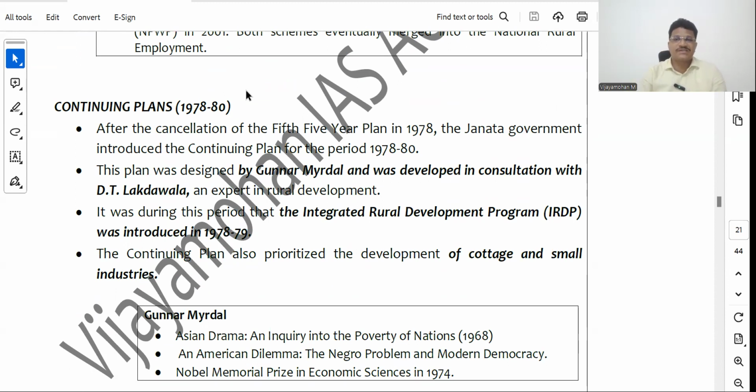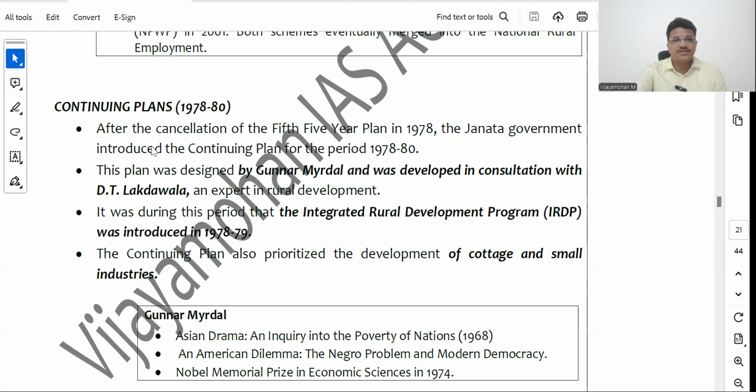After totally scrapping the fifth 5-year plan, they tried to implement the continuing plans in 2 years, 1978 to 1980, wherein they put more focus, and they put focus also on the small village and cottage industries, right.